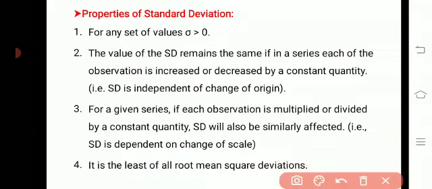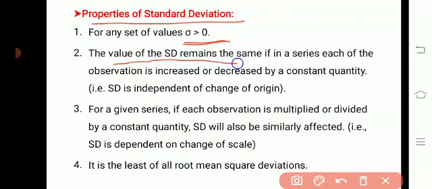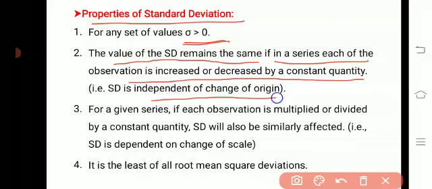Then we have some properties of standard deviation. The first property is, for any set of values, standard deviation, that is sigma, is always greater than or equal to 0, that is standard deviation is non-negative. Then the value of the standard deviation remains the same if in a series each of the observations is increased or decreased by a constant quantity. That is nothing but standard deviation is independent of change of origin.